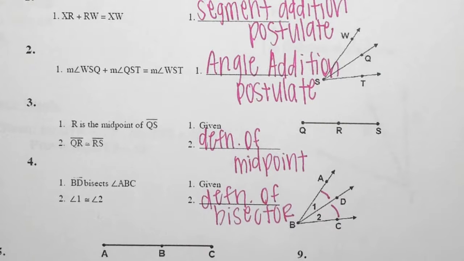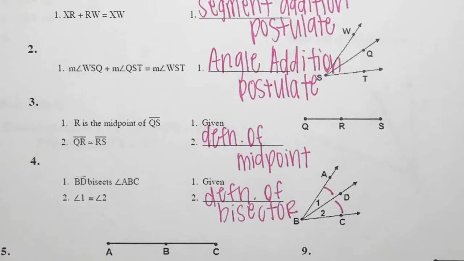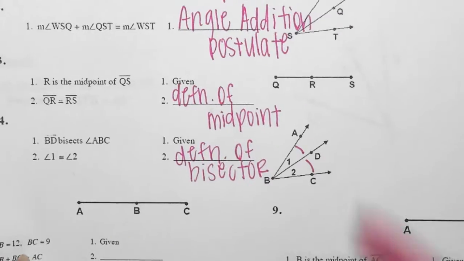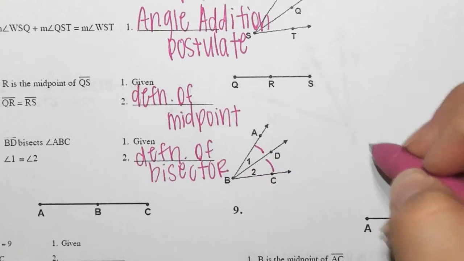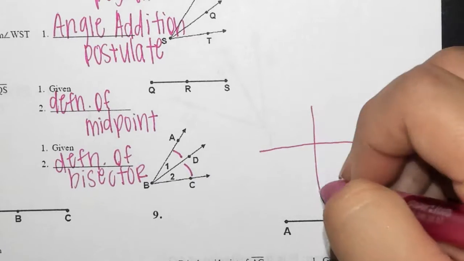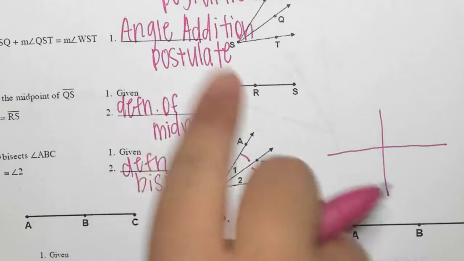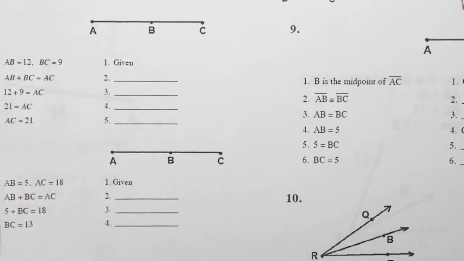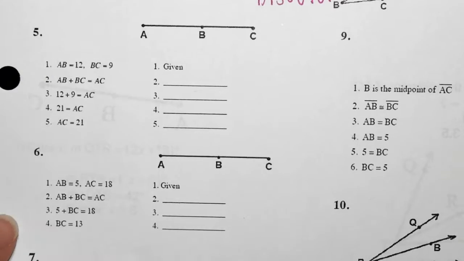Can you also have a definition of bisector in a line segment? Yes. And those are kind of similar to midpoint, right? But it depends on how it's given to you. If something says, I bisect this line, then you need to use definition of bisector. If it says midpoint, then you need to use midpoint. Okay, that's really it. And now we just have to practice.